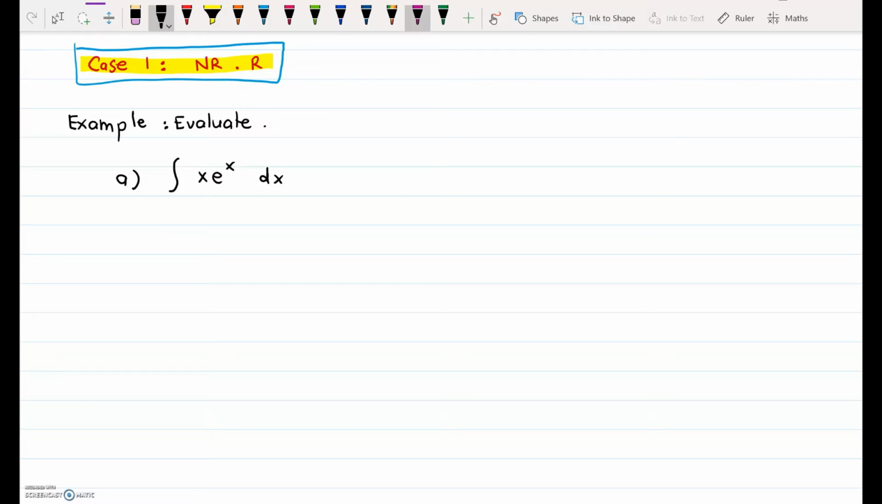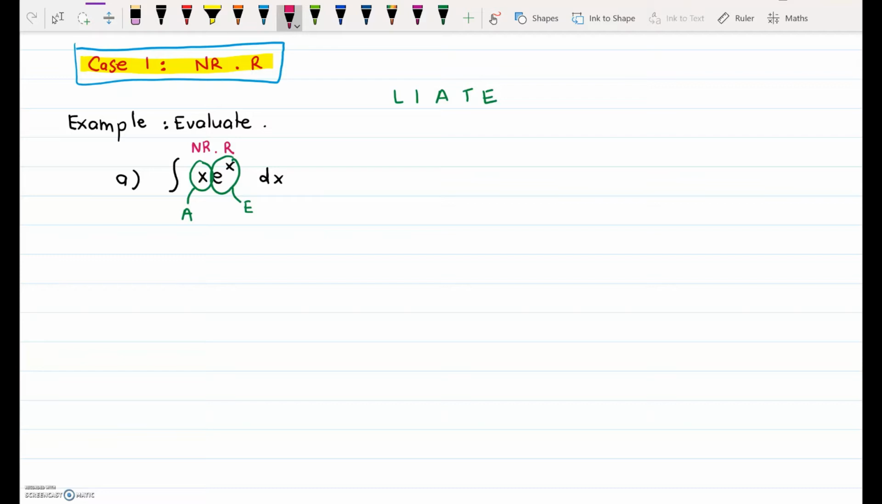Okay, so firstly let's see here. We have x here is the a, and the exponent here is for e. So this one is based on your LIATE. Then we know that your x is a non-repeatable function. So this is non-repeatable functions times the repeatable functions. Look here, we have x as the non-repeatable function times e^x, which is your repeatable function, the exponent.